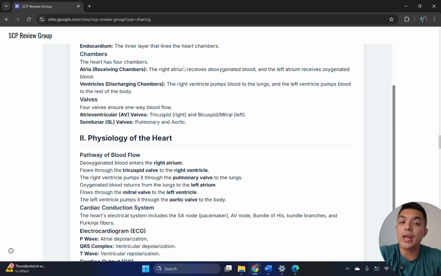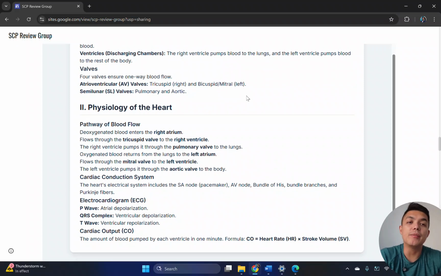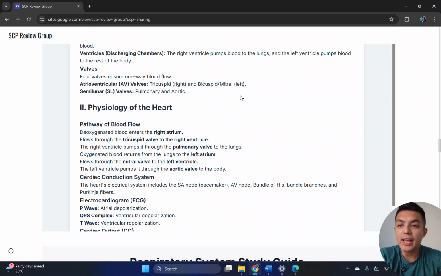So the heart has 4 chambers, which are the atria, or the receiving chambers. This is the right atrium, which receives deoxygenated blood, and the left atrium, which receives oxygenated blood. And we have the ventricles, or the discharging chambers. So the right ventricle pumps blood to the lungs, and the left ventricle pumps blood to the rest of the body.